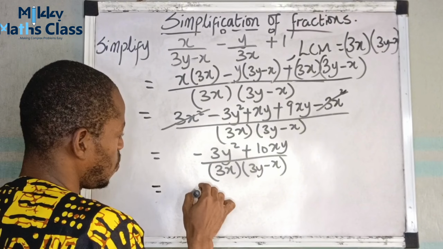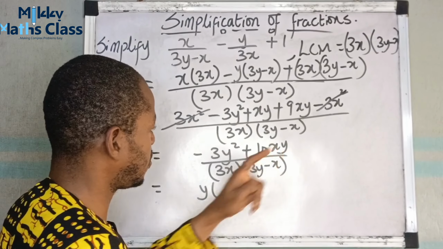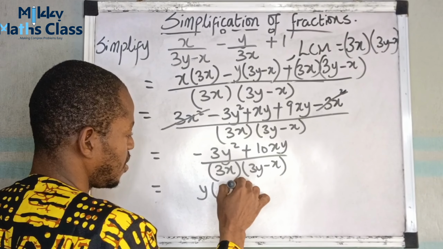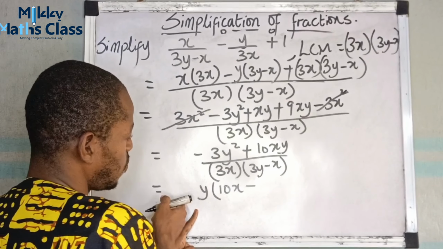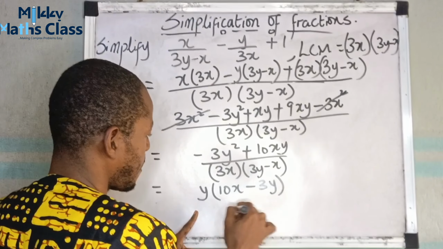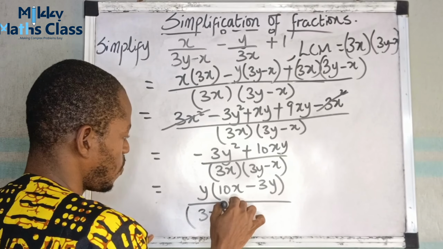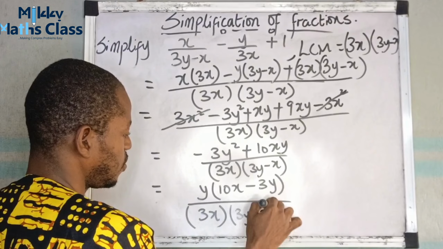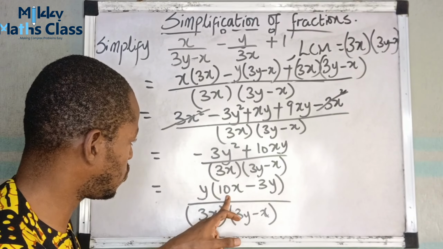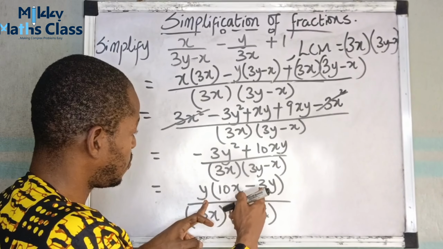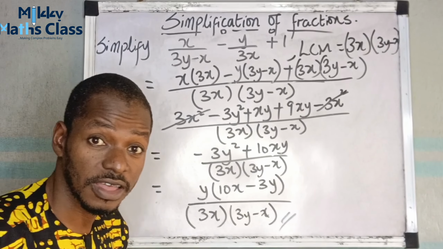So this is equals to y into bracket, this is 10x minus this in this will give us 3y, over 3x into bracket 3y minus x. So we have ended up factorizing it. So this times this will give us 10xy. This times this will give us negative 3y squared. So this is our final answer.